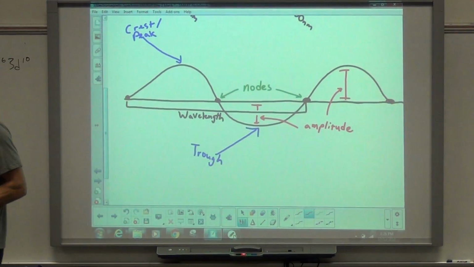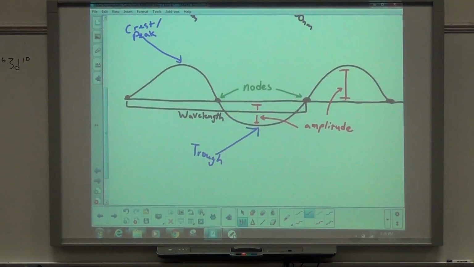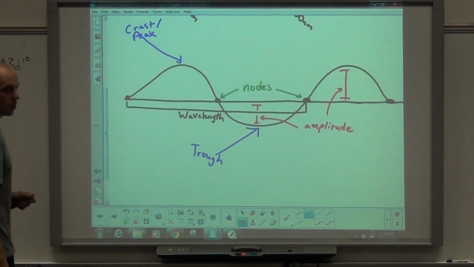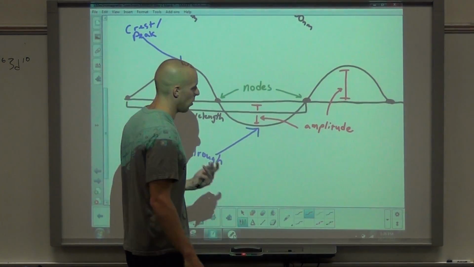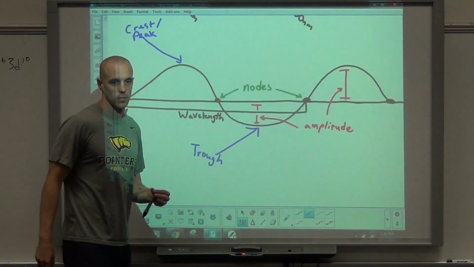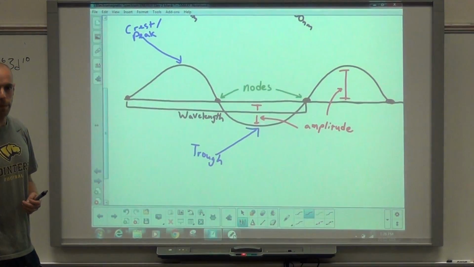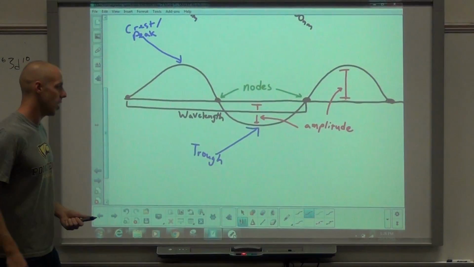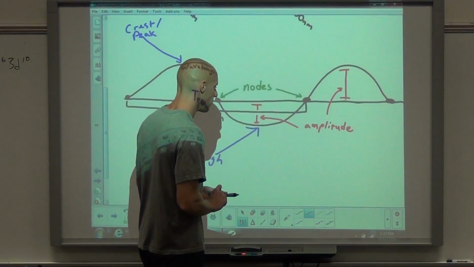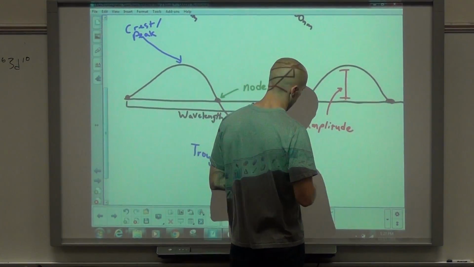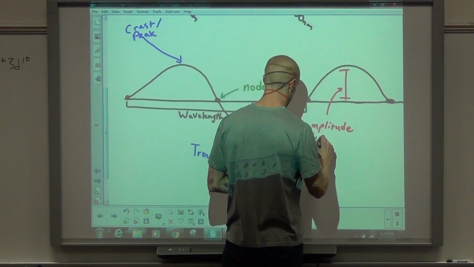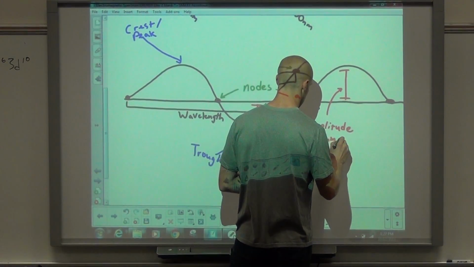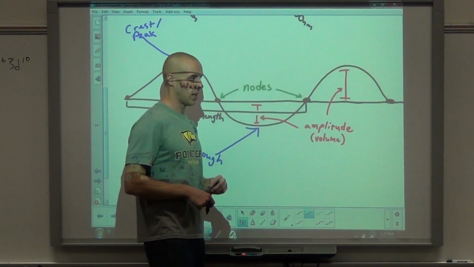And generally speaking, it controls the intensity of a wave. If we're talking about a sound wave, it would be how loud it is. If we're talking about light, it would be how bright it is. Okay? It's the amplitude, or it also could be the volume. How much is taken up there.